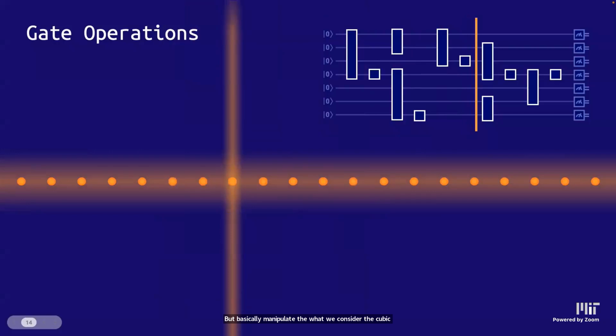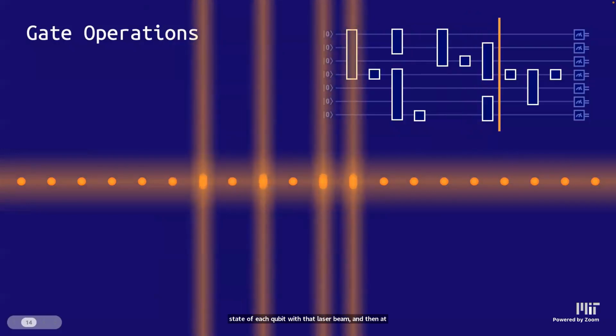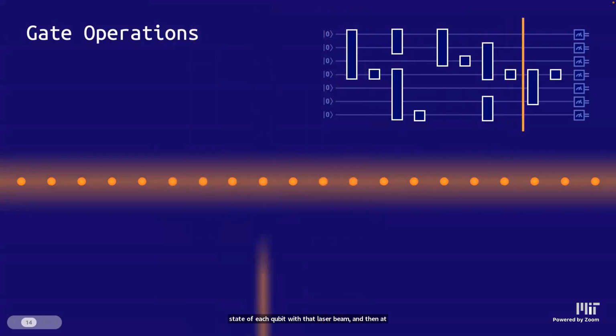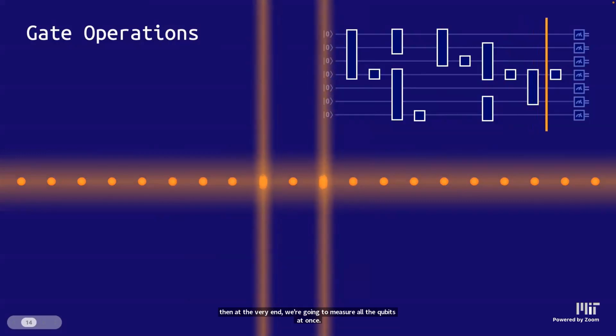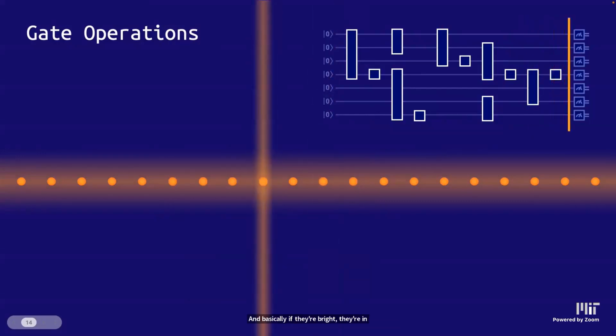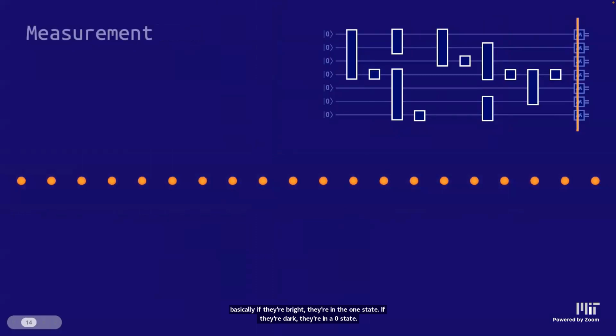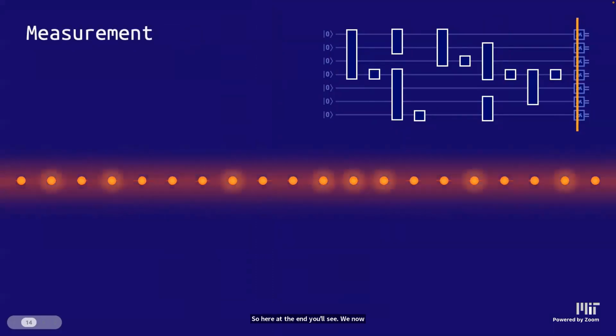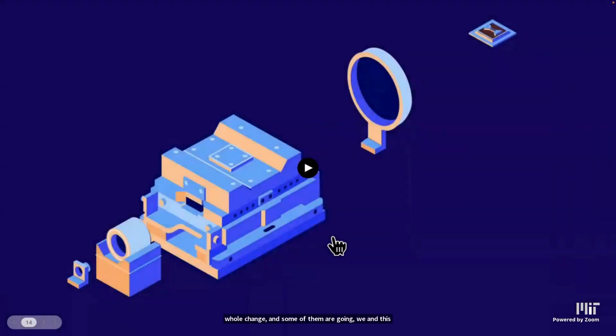And then at the very end, we're going to measure all the qubits at once. And basically, if they're bright, they're in the 1 state. If they're dark, they're in the 0 state. So here at the end, you'll see we now illuminate our whole chain. And some of them are glowing. And this effectively is a 0, 1, 0, 1, et cetera, string of output.